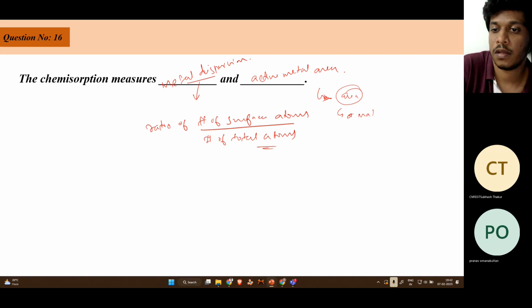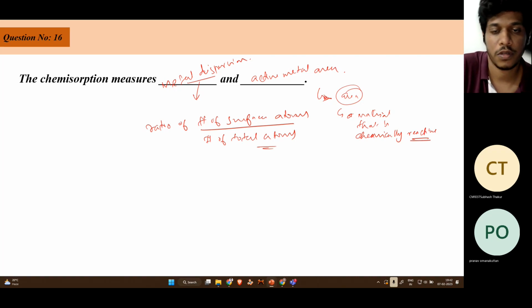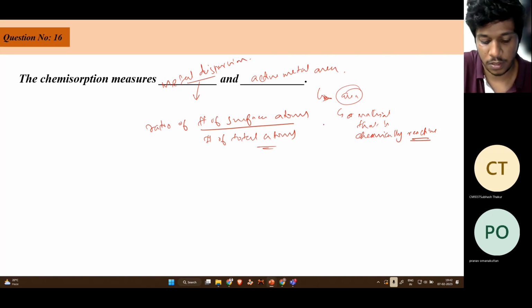The area of the material that is chemically reactive. So this is what chemisorption is.